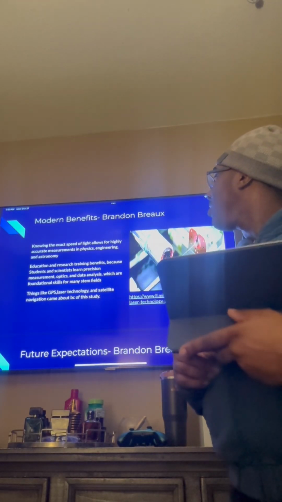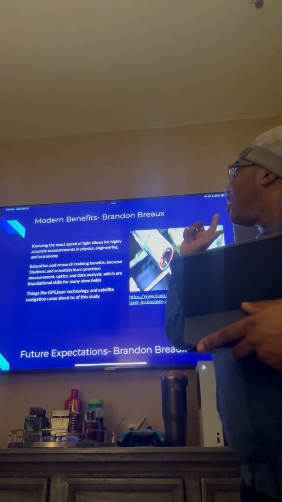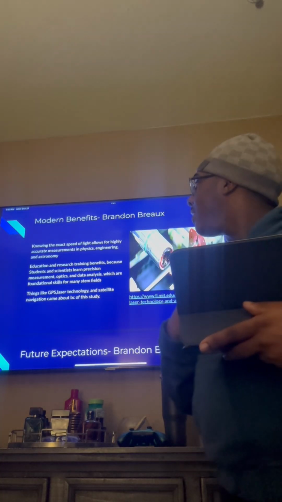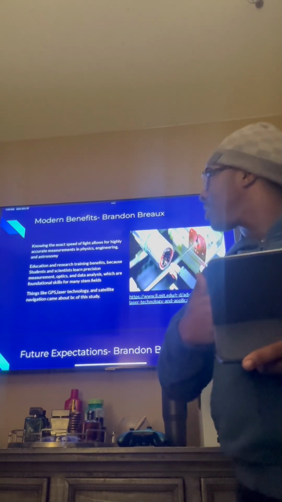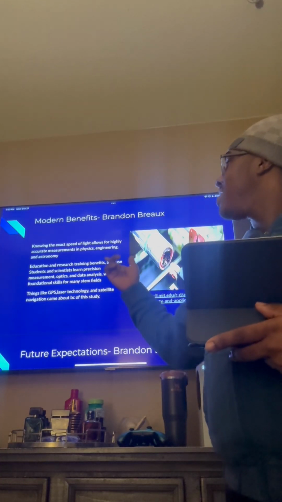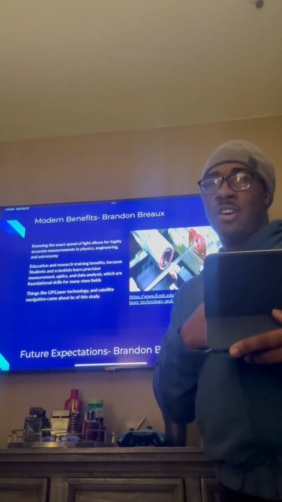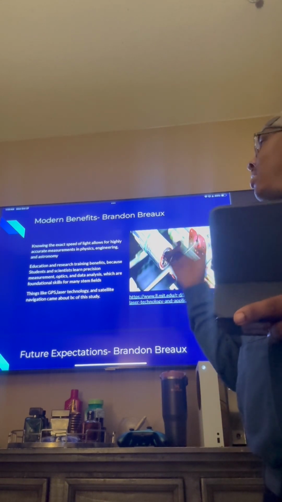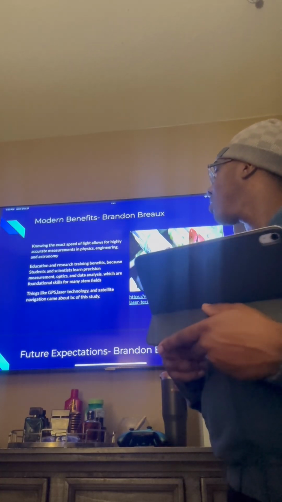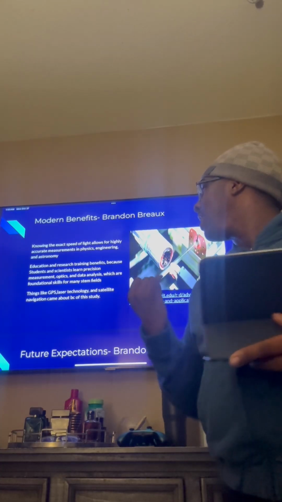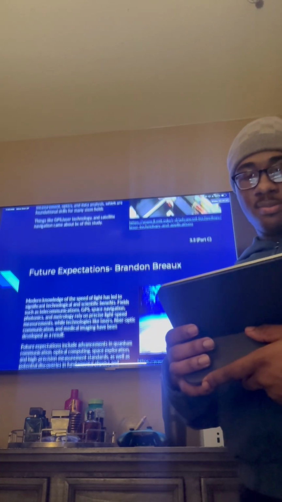Some modern benefits are that they can know the exact speed of light now, and it allows for more accurate measurements in physics, engineering, and astronomy. Education and research training benefit because student scientists learn precise measurements, optics, and data analysis, which is the foundation of many STEM fields. Things like GPS, laser technology, and satellite navigation came about because of this study.